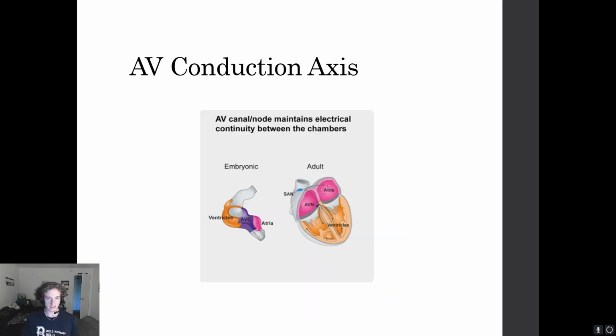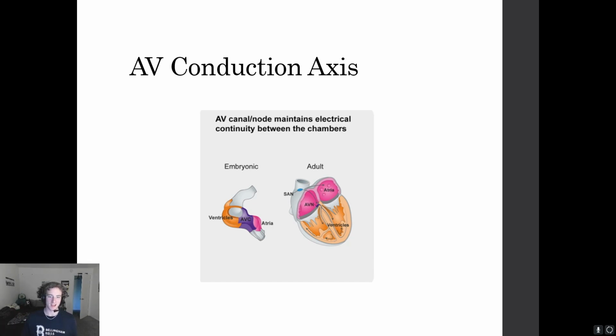So next, a little basic thing is the atrioventricular conduction axis. You'll hear that a lot. What is the atrioventricular conduction axis? It's essentially just the axis responsible for atrioventricular conduction, right? What would that be? Correct. The AV node and the His-Purkinje system. So it's essentially just the electrical continuity between the atria and the ventricles.